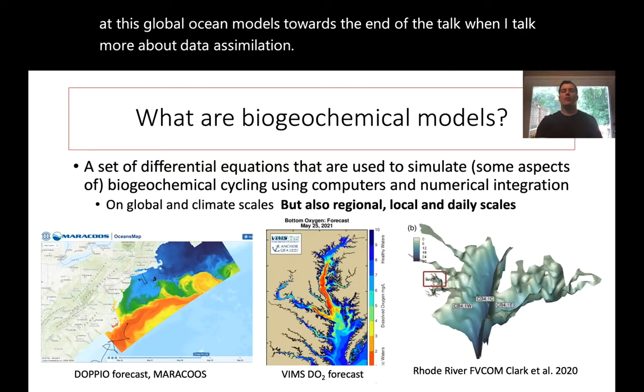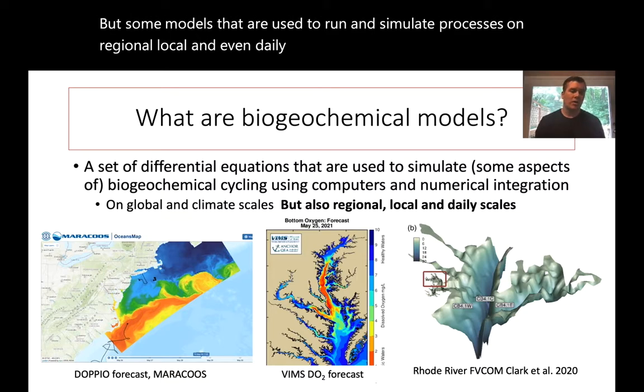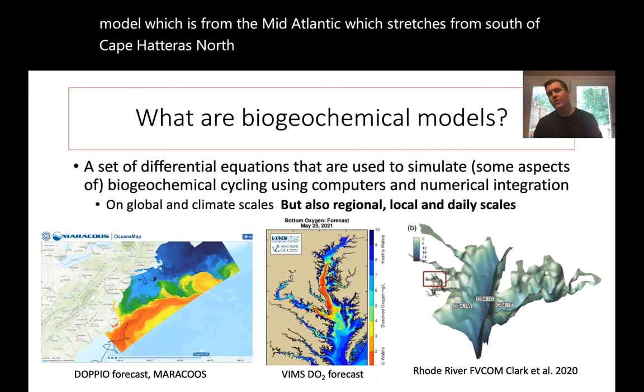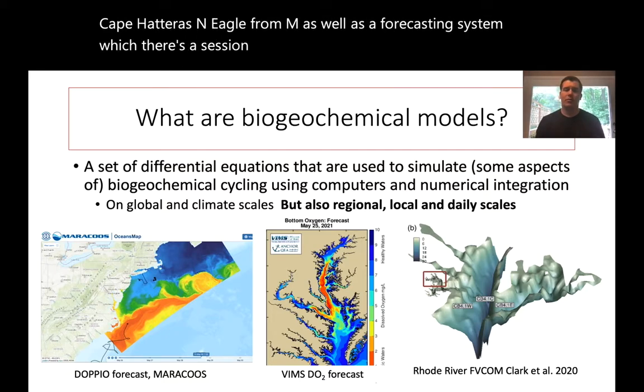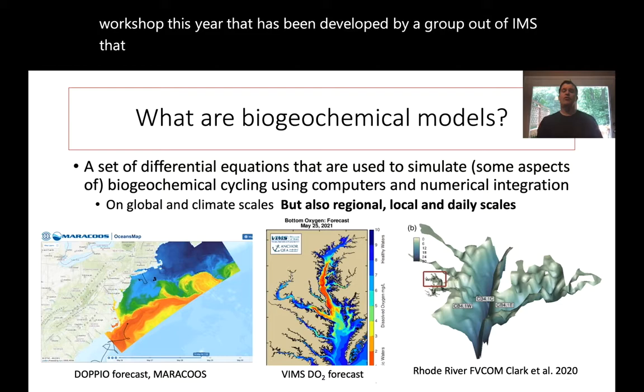We also have models that are used to run and simulate processes on regional, local, and even daily scales. So here I'm showing the Doppio model, which is from the Mid-Atlantic, which stretches from south of Cape Hatteras north through the Gulf of Maine, as well as a forecasting system, which there's a session on ecological forecasting in the workshop this year, that has been developed by a group out of VIMS that can actually predict the future dissolved oxygen forecast for Chesapeake Bay.